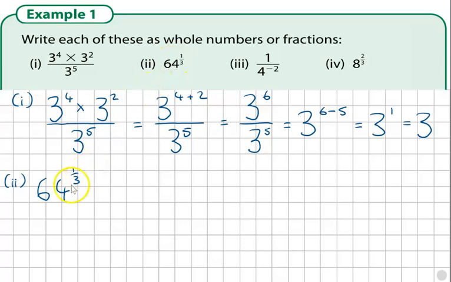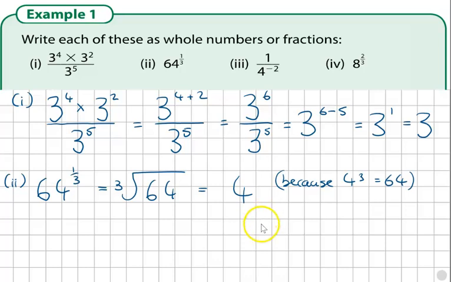Part 2, 64 to the power of a third. This is going to give us the cube root of 64. And the cube root of 64 is 4, because 4 by 4 by 4 is 64. So 4 to the power 3 is 64.